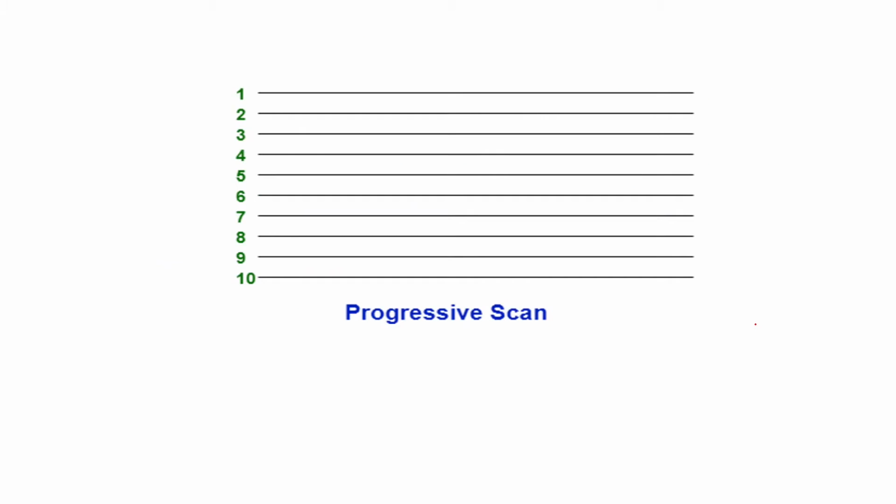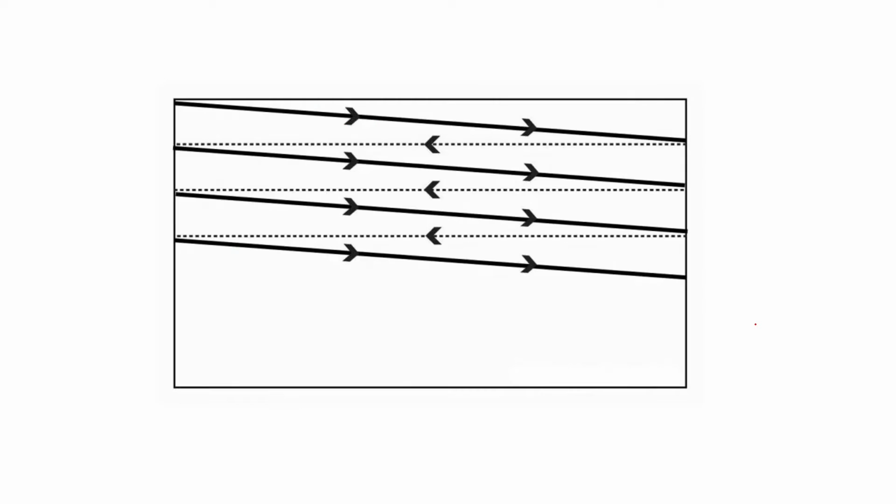Okay, so here, if you see the progressive scanning, 1 to 10 lines are shown. Like this, 625 lines we'll be having. And then when 625 lines are finished, we go to the next picture. Then again, 625 lines are scanned. Then we go to the next picture. Then again, 625 lines are scanned. But like this, if you send pictures per second, then you're sending 25 pictures per second.